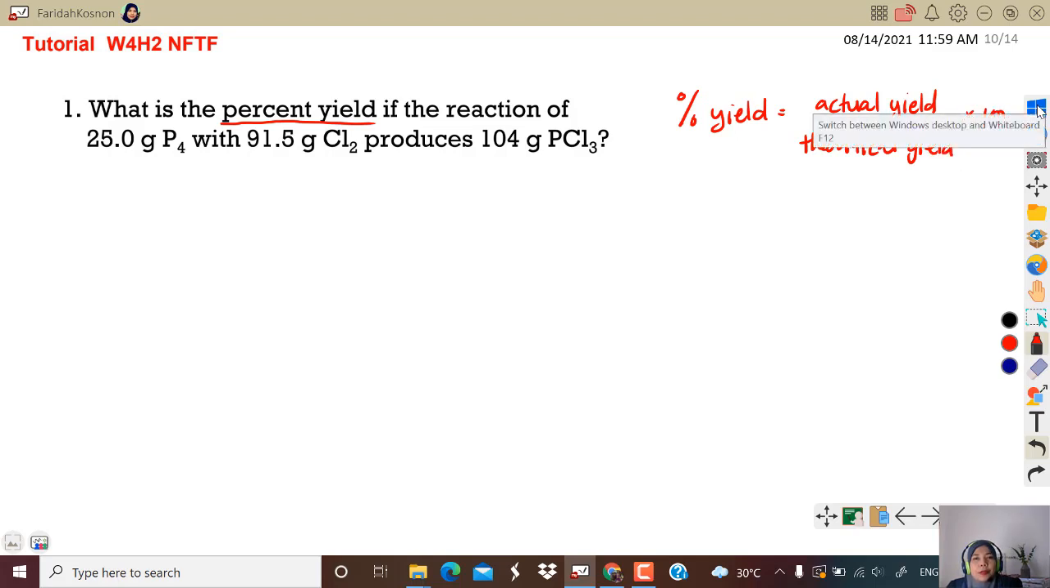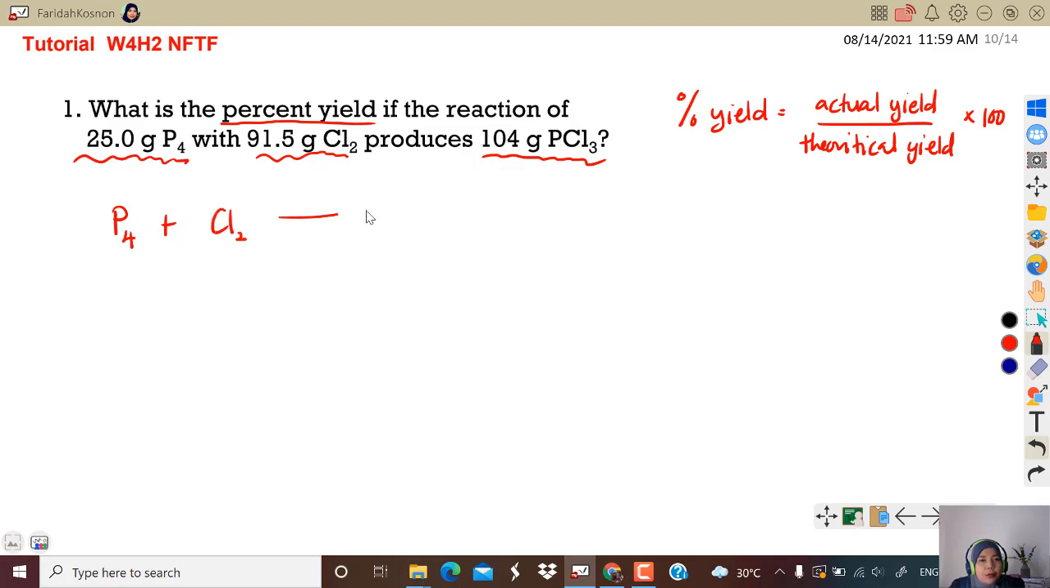Okay, so now if you refer to the question, you have the mass of each reactant. We have the mass of phosphorus, we have the mass of chlorine gas, and we have the mass of phosphorus trichloride PCl3 produced. Okay, alright, jadinya sekarang, kita perlukan, we need the balanced chemical equation. So now the reaction occurred between phosphorus P4 and chlorine gas produces PCl3.